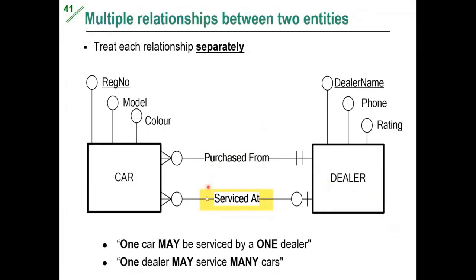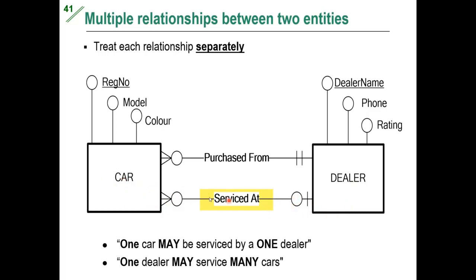Now let's move to the second relationship. We need to identify that separately. Again two ways, left to right and right to left. So let's read this relationship. Again, start with one: one vehicle or one car may be serviced by one dealer. And then right to left, one dealer may service many vehicles or many cars, right?